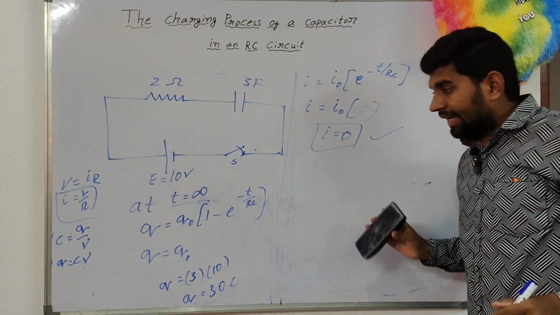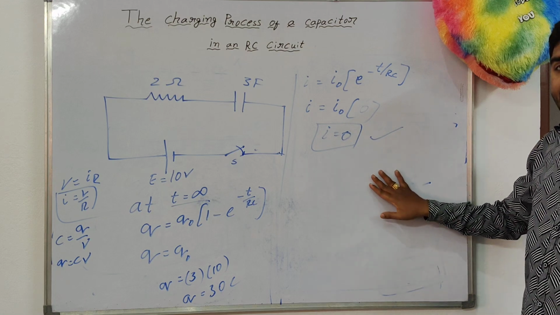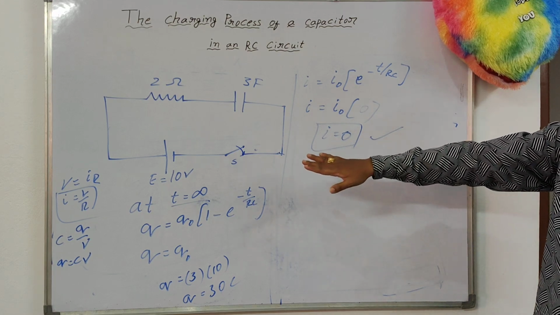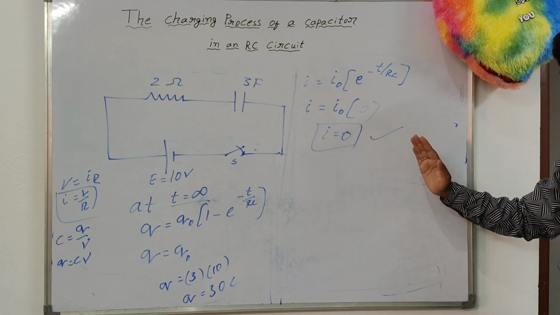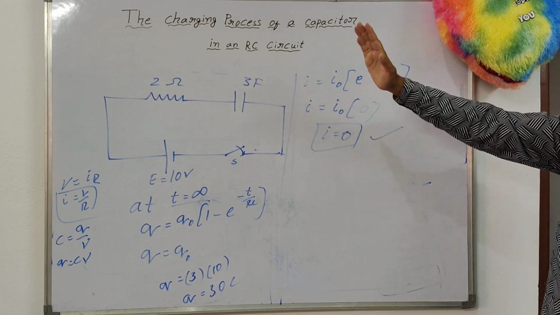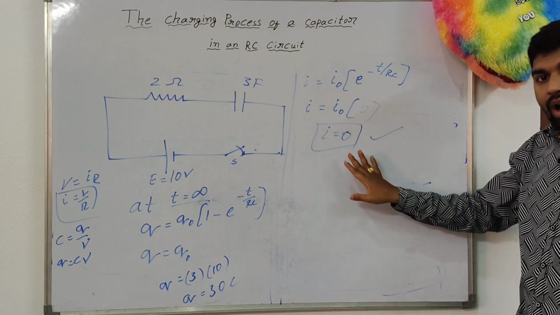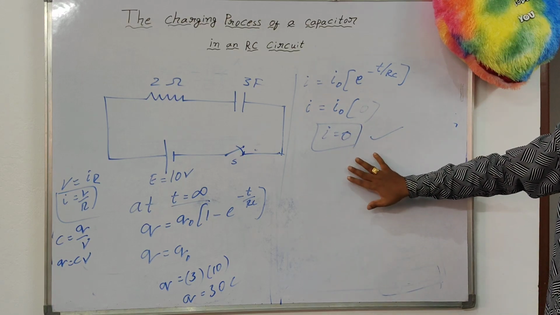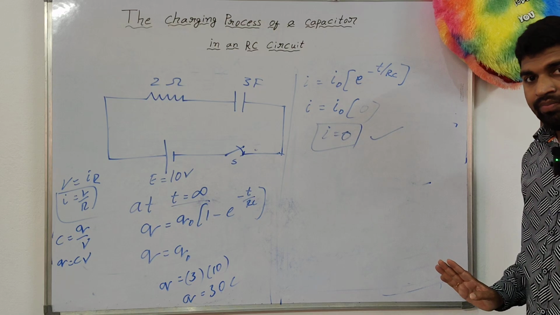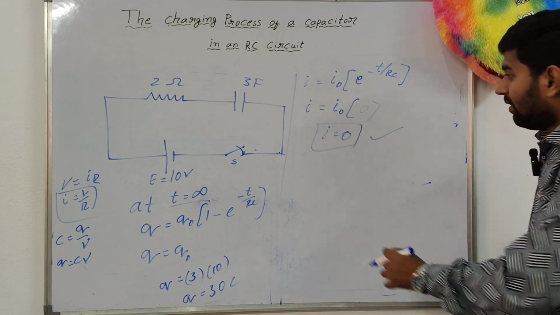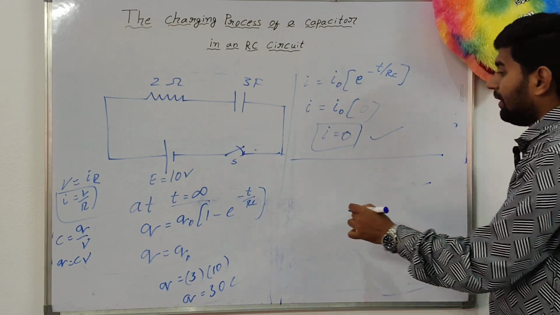Is that clear? In this way, we have to utilize these formulas for Q and I. In the next session, we are going to explain the discharging process of a capacitor in an RC circuit. Like that, we have to find out the charging process of a capacitor in an RC circuit. Is that clear?